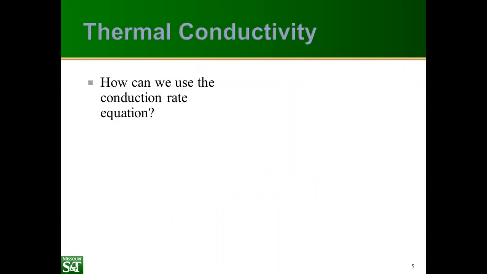Now, the question then is, how can we use the conduction rate equation in combination with the heat equation? And we do that to find the heat rate, the heat fluxes. Once we know the temperature distribution, we can use Fourier's law to find the heat fluxes or the heat transfer rates. However, in order to use this, the thermal conductivity has to be known. The thermal conductivity is a transport property, and it determines the rate of energy transfer by diffusion.